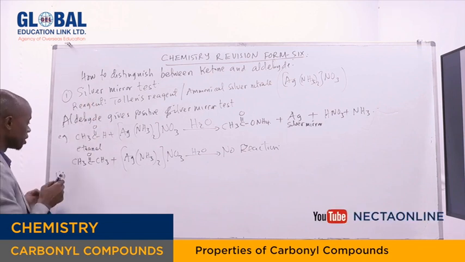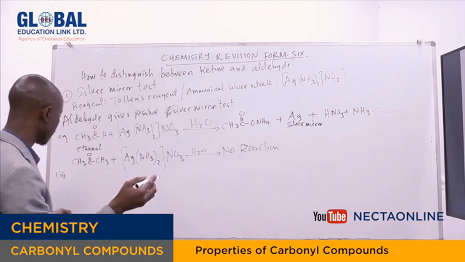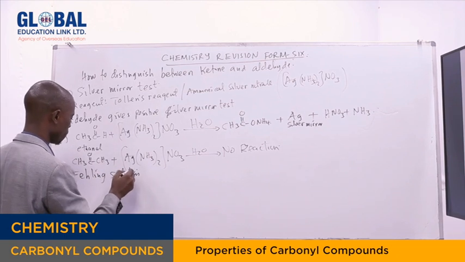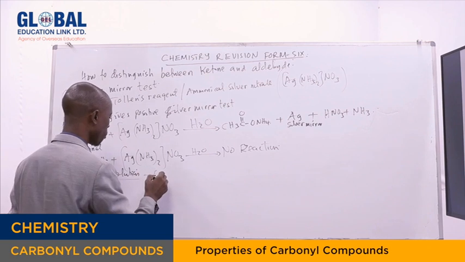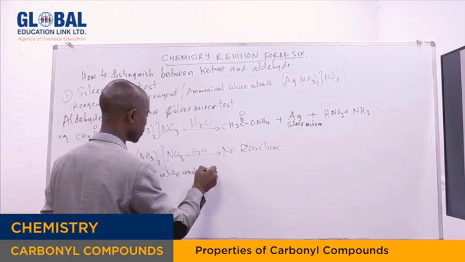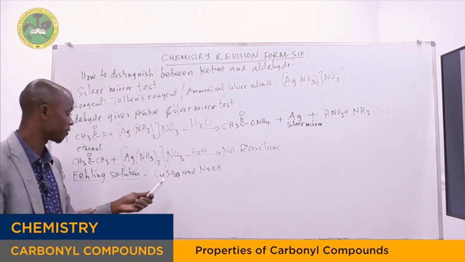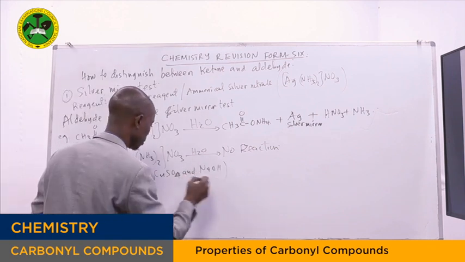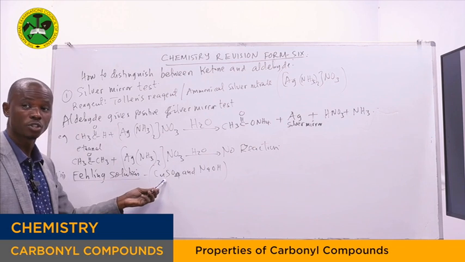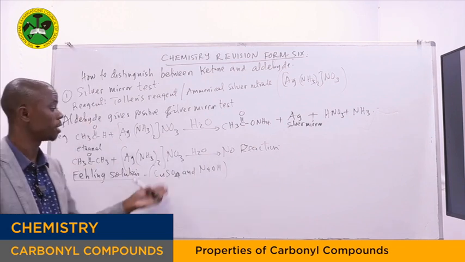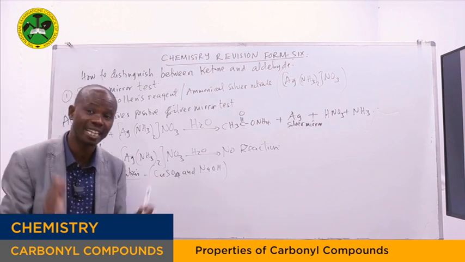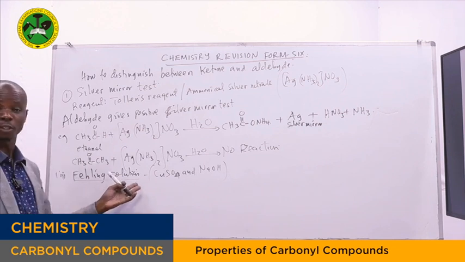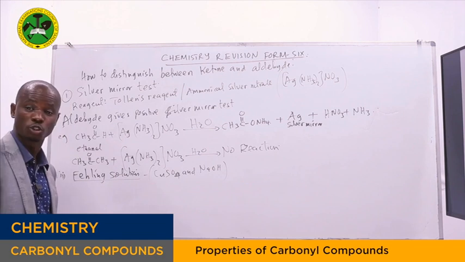The second way of distinguishing between ketone and aldehyde is by using Fehling's solution, which is a mixture of copper(II) sulfate and sodium hydroxide. Now, copper(II) sulfate contains the copper(II) ion. This copper(II) ion is also a mild oxidizing agent, so it will be reduced into copper(I) oxide, which will look like a brick red precipitate. The aldehyde will give a positive Fehling's solution test, but ketone does not.